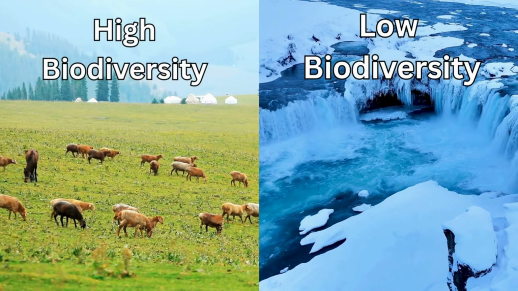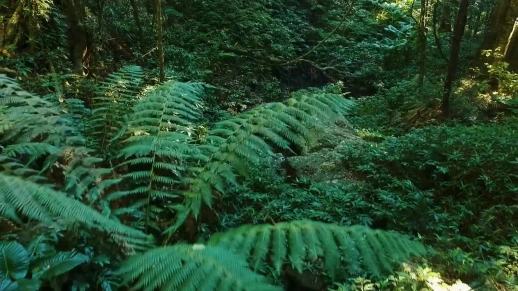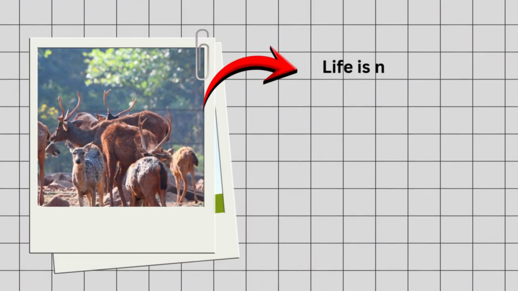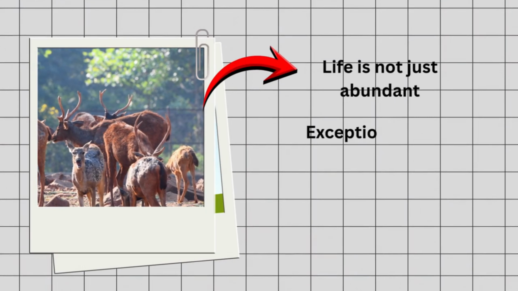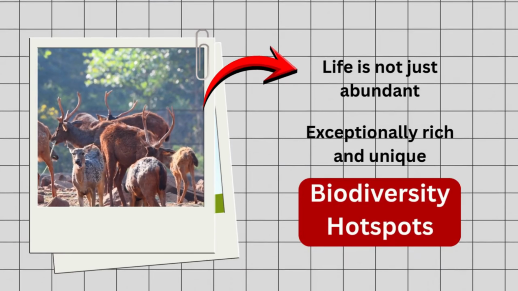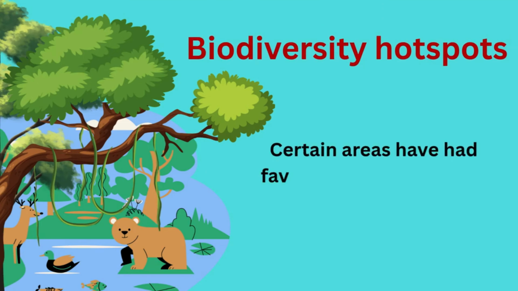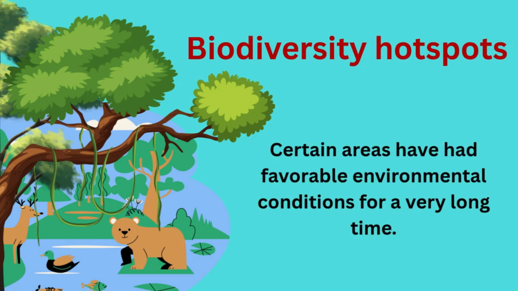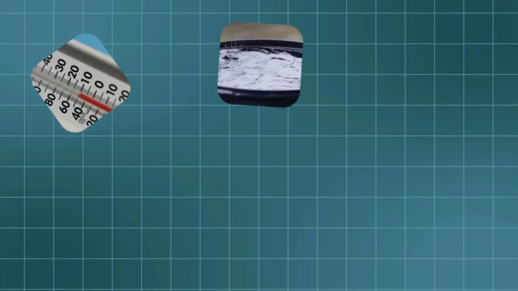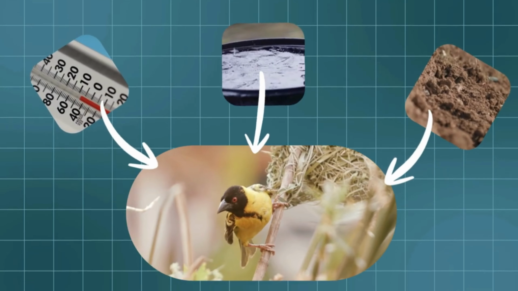We just saw that biodiversity is not evenly distributed across the Earth. But this uneven distribution leads to another important idea. In some regions, life is not just abundant, it is exceptionally rich and unique. These regions are known as biodiversity hotspots. Biodiversity hotspots exist because certain areas have had favorable environmental conditions for a very long time. Stable temperature, adequate rainfall, and rich soil allow organisms to survive without frequent disturbances.